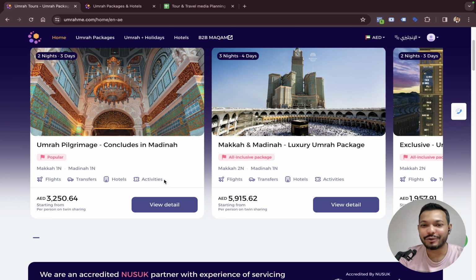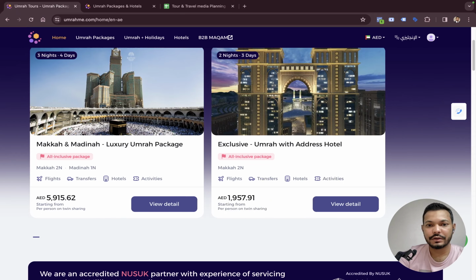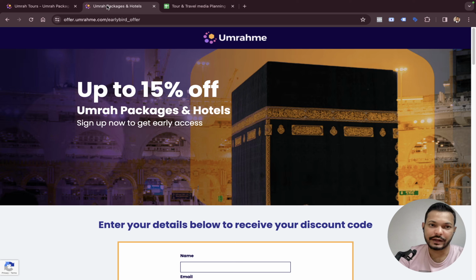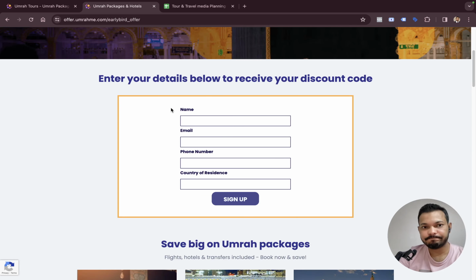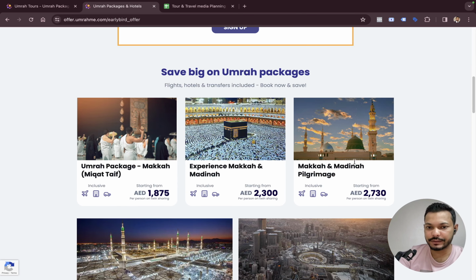In fact, whenever you think about travel plans, you'll find the plans available for at least couples. Then we have different plans available, 5915, 1957. I have also gone through their landing page. This is the landing page where they land the customers. A landing page is the page where people land when they click on the ad copies. Here they have an inquiry form with name, email ID, phone number, country of residence, and they also have the Umrah packages listed.